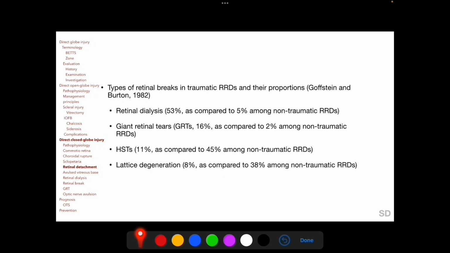The most common types of retinal breaks in traumatic RRDs are retinal dialysis and giant retinal tears. This is in contrast to non-traumatic RRDs, in which horseshoe tears and breaks at lattice degenerations are the most common, and this is important to remember.